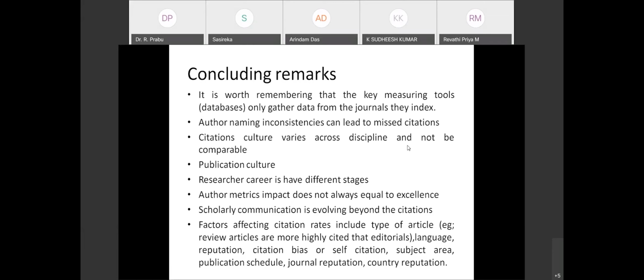You are not able to find the citation. So this is one of the criticisms about these metrics. Author naming instances can lead to mislead citation. So these are some of the criticisms. And citation cultures vary across disciplines and are not comparable.